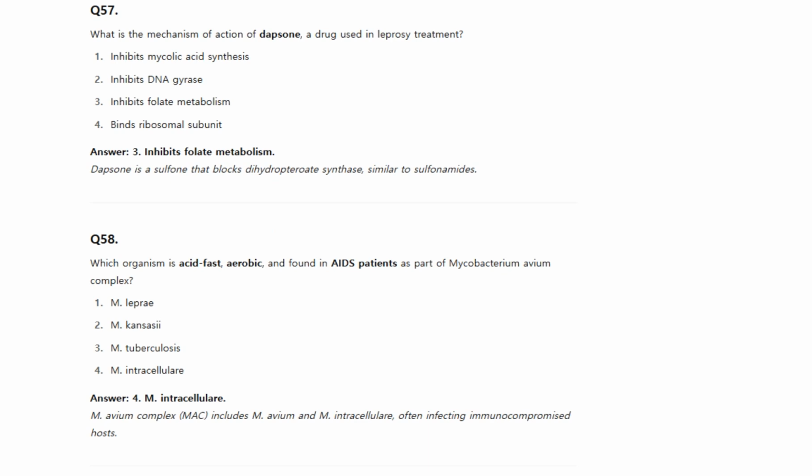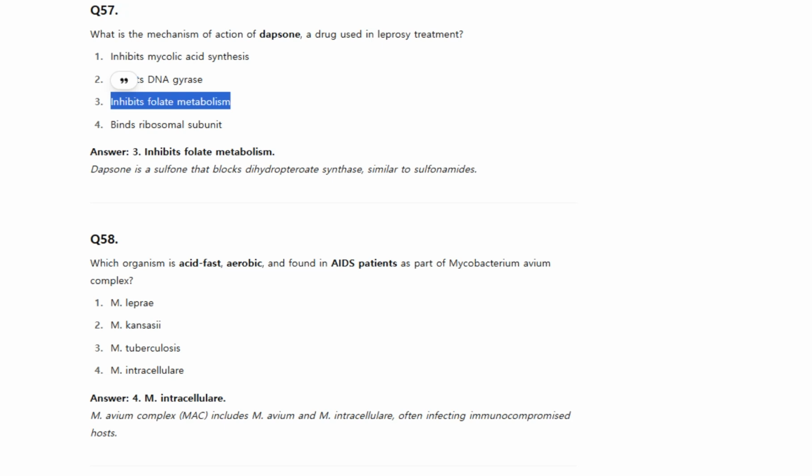Q57. What is the mechanism of action of dapsone, a drug used in leprosy treatment? 1. Inhibits mycolic acid synthesis. 2. Inhibits DNA gyrase. 3. Inhibits folate metabolism. 4. Binds ribosomal subunit. Answer 3. Inhibits folate metabolism. Dapsone is a sulfone that blocks dihydropteroate synthase, similar to sulfonamides.